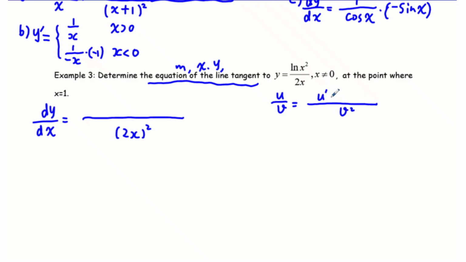Then u prime v minus u v prime. So a common mistake is, be careful, this is minus. Then u prime, this one's prime is ln first, then x squared second.